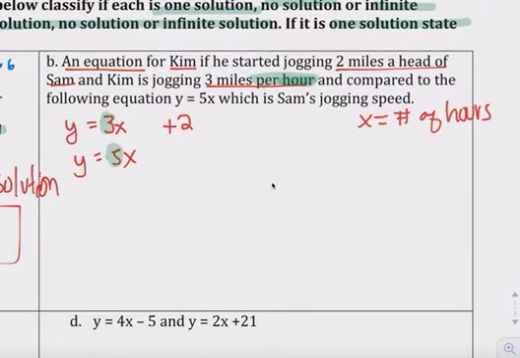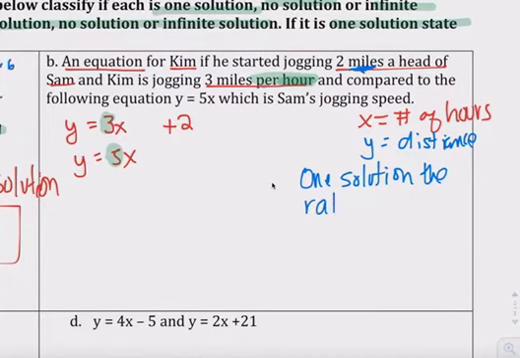Number of hours, y is the total distance jogged. Because if you're talking about miles ahead, it's the distance. Because we're talking about miles. Okay? This is one solution, right? For sure, because the rates of change are different. One solution. We know that because the rate of change is different.